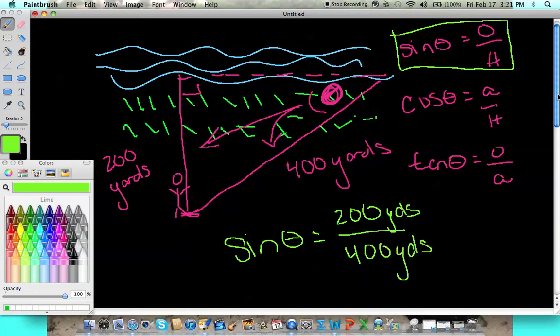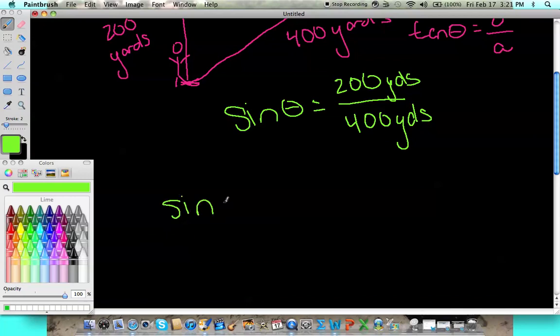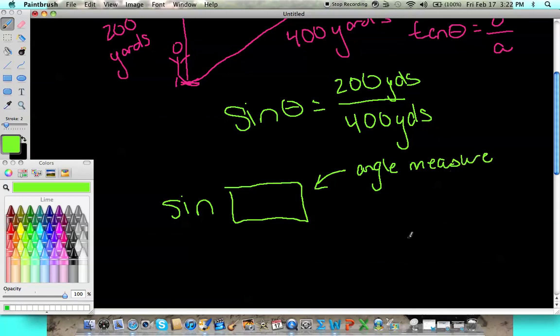Now, because I'm looking for the angle measurement, I need to do something different on my calculator, because when I hit the sine button on my calculator, the calculator is programmed to think that I'm going to give it an angle measure. Okay? And that's what my calculator is programmed to do. But I don't know the angle measure. I want to find the angle measure.